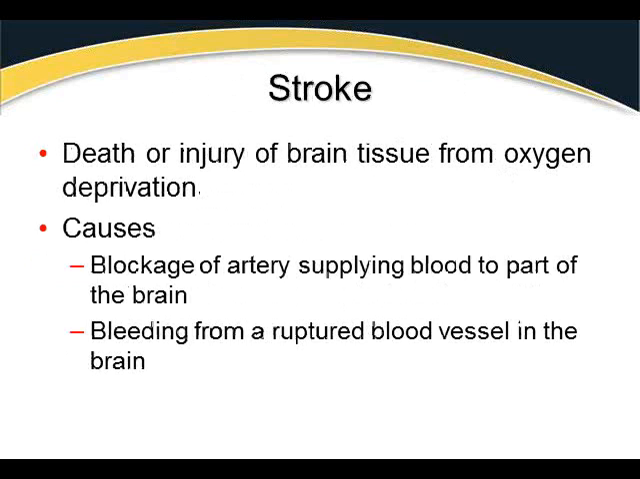Stroke. Stroke is the death or injury of brain tissue from oxygen deprivation, or essentially this is cerebral infarction. So part of the brain is dying now from the stroke, just like a myocardial infarction in which part of the heart's dying. This causes either blockage of the arteries supplying part of the brain or bleeding from a ruptured blood vessel in the brain. So those are 2 major categories of stroke. Most of them are a blockage. A few of them are bleeding.